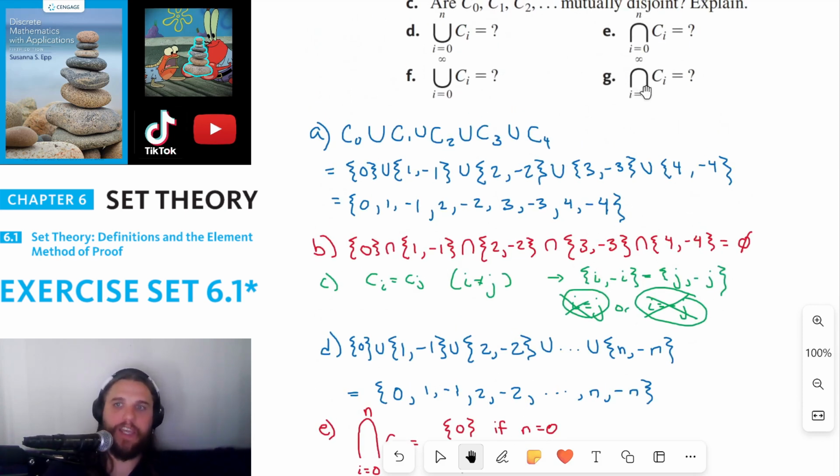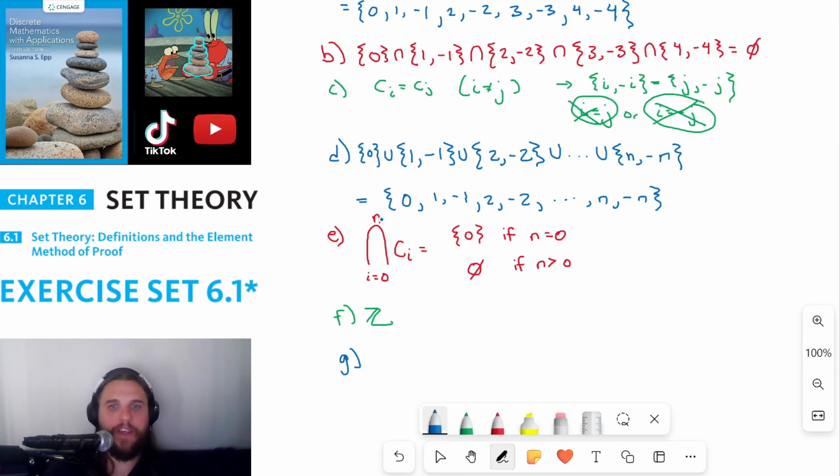Part G is the intersection from i equals 0 to infinity. Now this, we can just look at our answer from part E and imagine n is really, really, really large. We can take the limit as n approaches infinity. But no matter what, we're going to be under this circumstance where the result is the empty set for all n greater than 0, which means that the limit would also be the empty set.